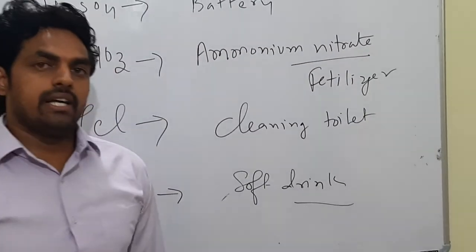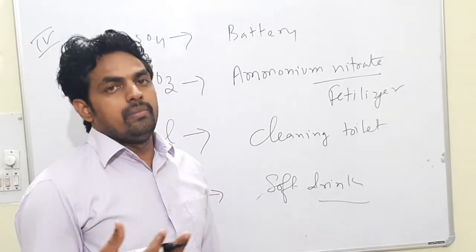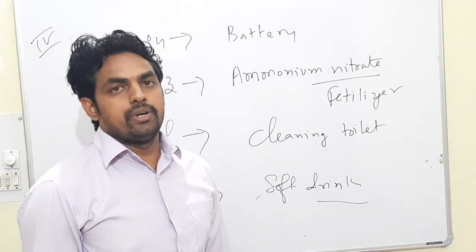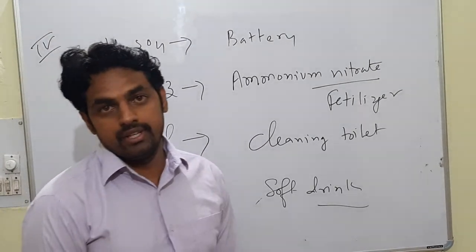There are some uses of an acid. That is all about the acid and what happens when it reacts with metal carbonate, metal hydrogen carbonate, metal oxide, and what the uses of an acid are. Thank you.